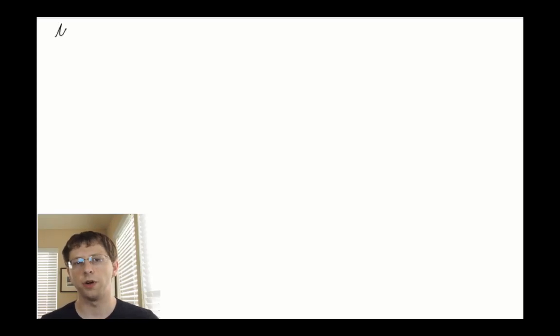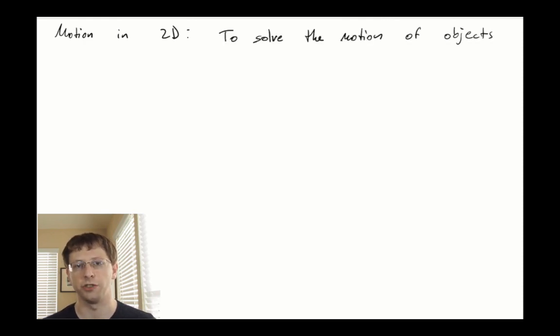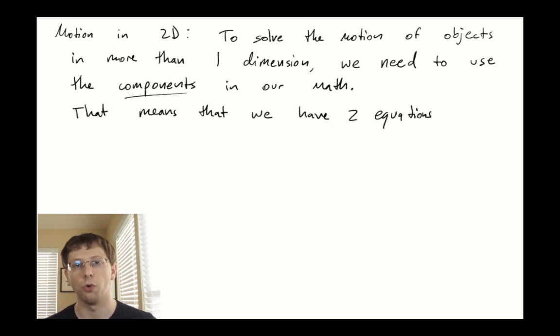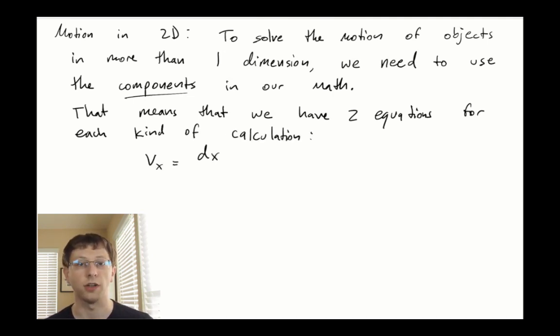Okay, so now we're actually ready to mathematically describe 2D motion. To solve the motion of objects in 2 dimensions, we have to use the components of their vectors in our math. What that means is that we basically have 2 equations in 2 dimensions for each of those equations we had in 1D math. For example, the velocity along the x direction is equal to dx/dt, and the velocity in the y direction is equal to dy/dt.